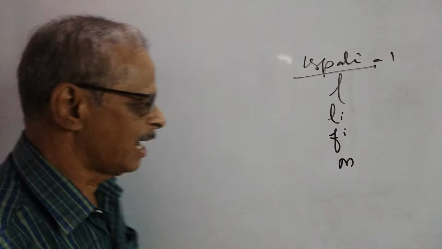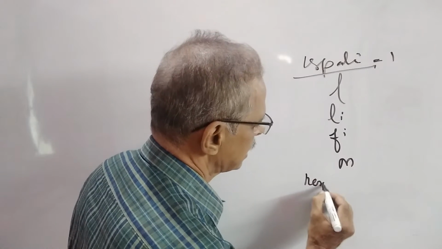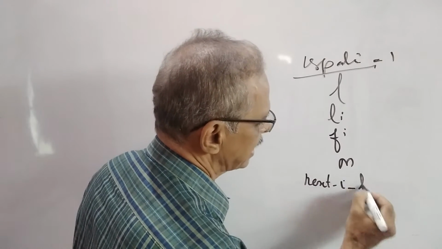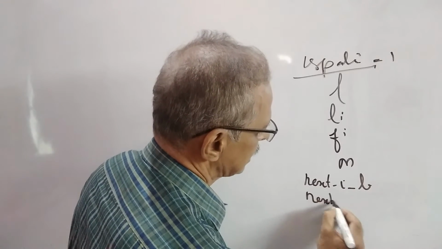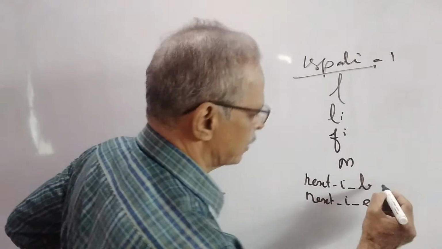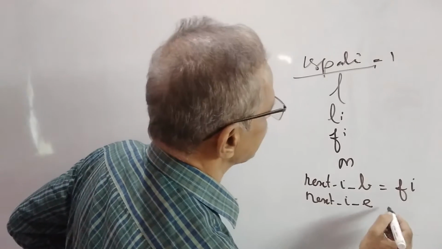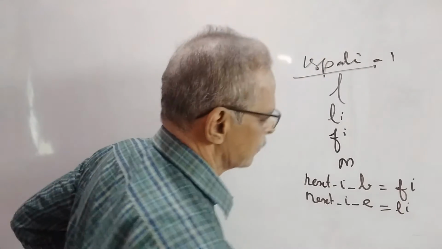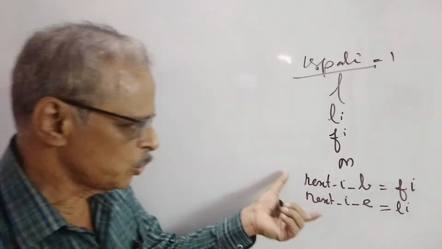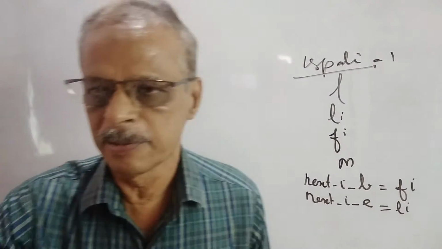To make the program more readable and understandable, I introduce 2 more variables: next index from the beginning and next index from the end. Next index from the beginning equals the first index. Next index from the end equals the last index. I introduced these 2 more variables to make the program more readable and understandable. Now we are going to write the Python program.